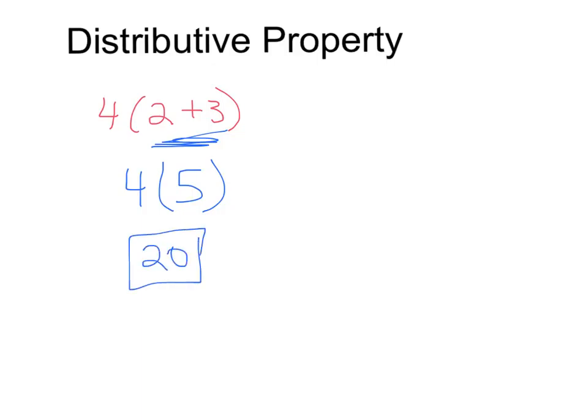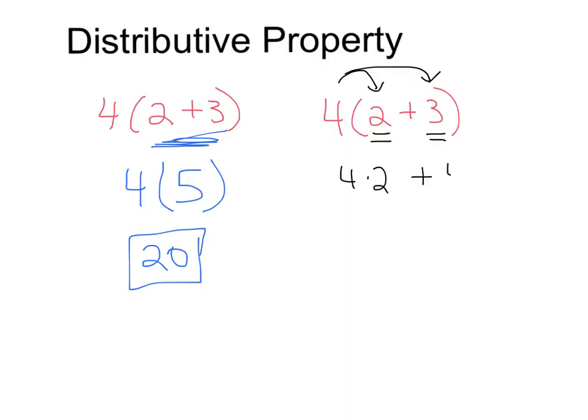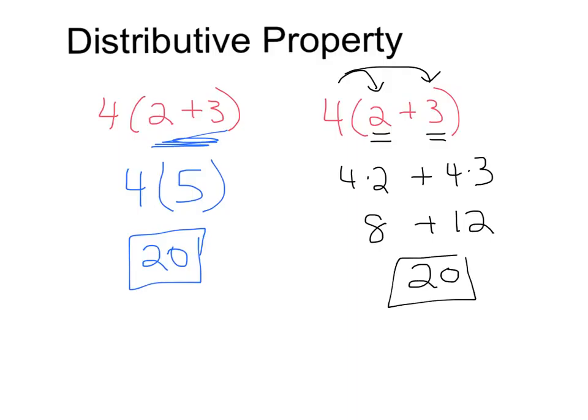But the distributive property tells you can do it a different way. Instead of adding the inside of the parentheses first, I could instead distribute the 4 to each piece inside the parentheses. So basically you do 4 times 2 plus 4 times 3. 4 times 2 is 8, and then you add that with 4 times 3, which is 12, and then 8 plus 12 is 20. So I just proved to you how the distributive property works.